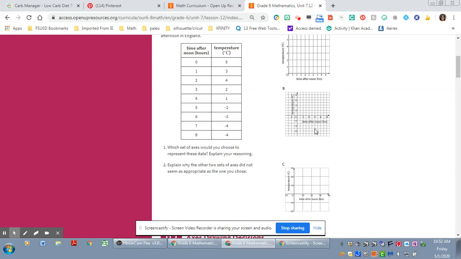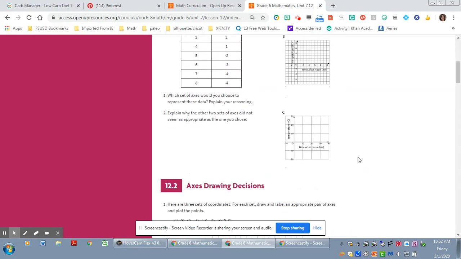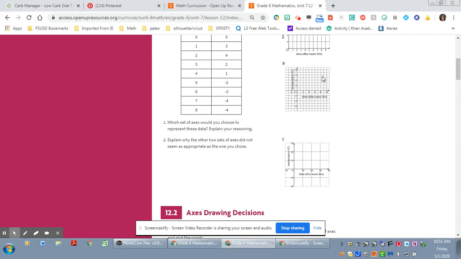Let's take a look at B. We have all 4 quadrants shown, at least to some degree, and everything would fit on that one. Let's take a look at C. Okay, so this is jumping by tens, and our numbers are not going up that high. So the best choice in this case would be B.